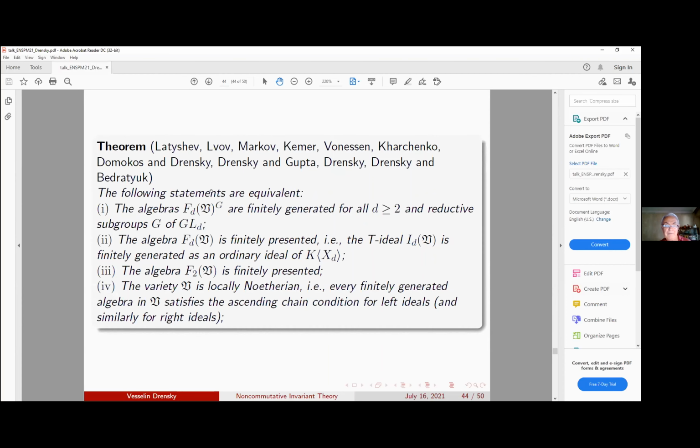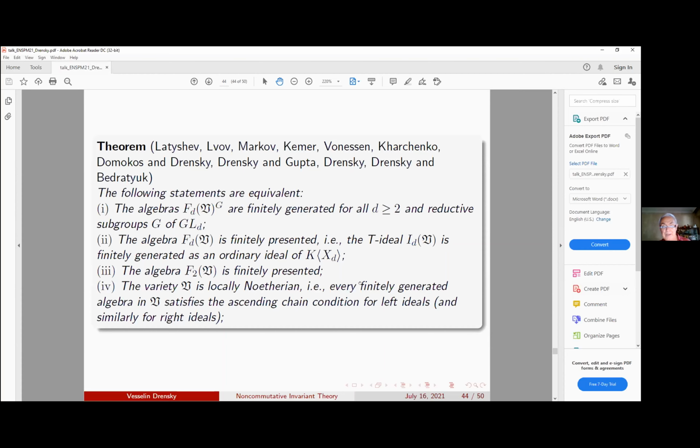So this algebra of invariants is finitely generated for all elements D and all reductive groups if the first condition is that the algebra is finitely presented. This means that the T-ideal of the polynomial identities of the variety V is finitely generated as an ordinary ideal. So this algebra of rank 2 is finitely presented.